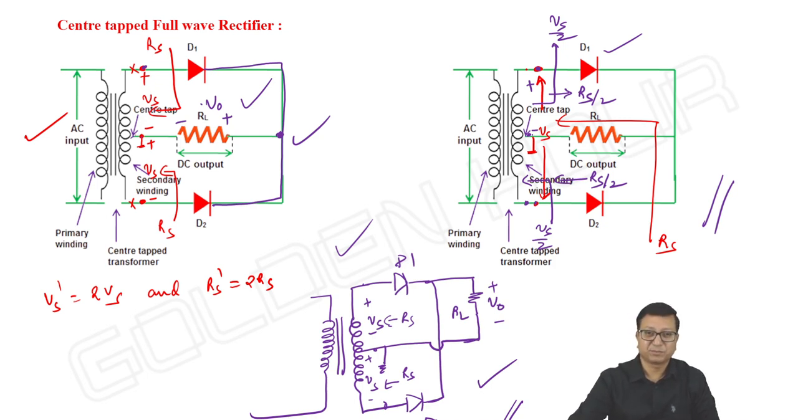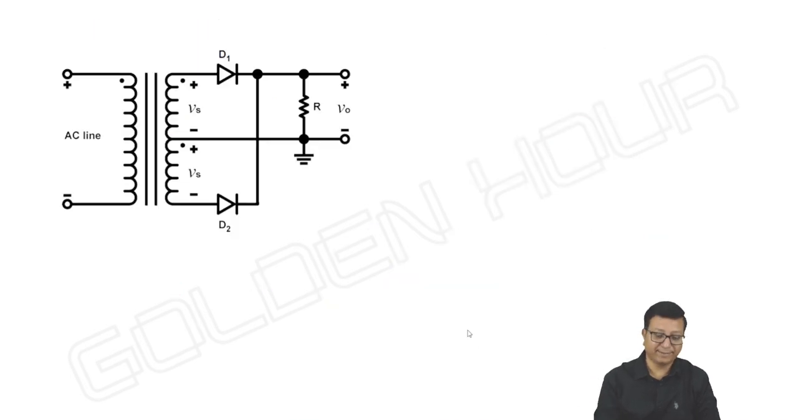Okay, see this circuit. This is our center tapped full wave rectifier with the dot convention. Right here, the dot is here, meaning it is plus, and the other end is minus. The dot is here, it is plus, and it is minus to ground.